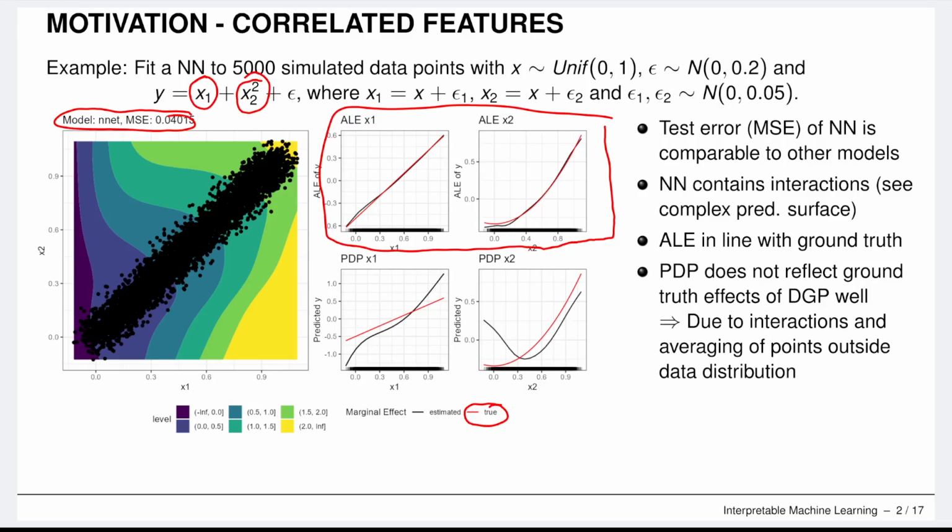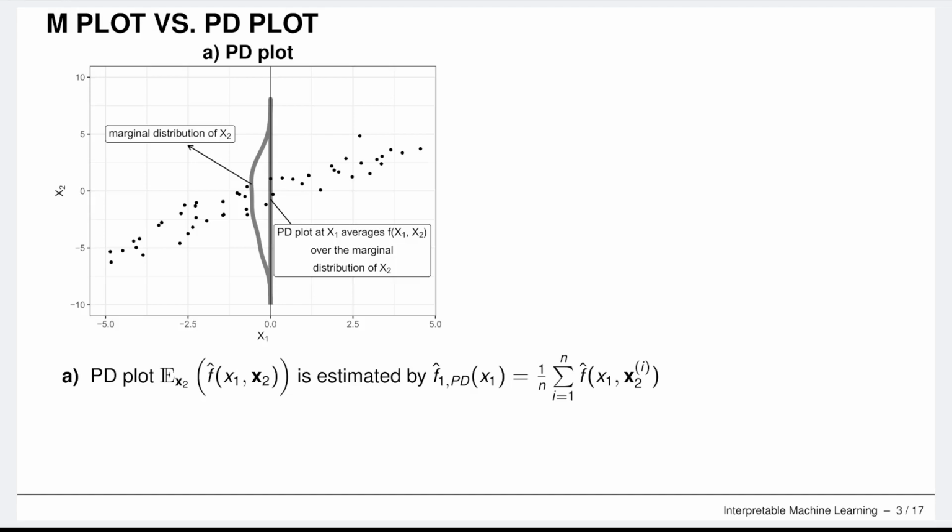Basically, one can say that partial dependence plots give you interpretations that are true to the model because they describe the effect that the model estimated. And ALE plots are more true to the data because they also reflect the effect that we would expect by looking at the data generating process. So one might argue that one can get rid of this issue by just avoiding evaluating data points outside the data distribution. And we will see in an example that M-plots do this, but introduce another issue.